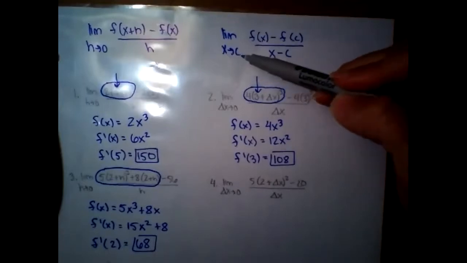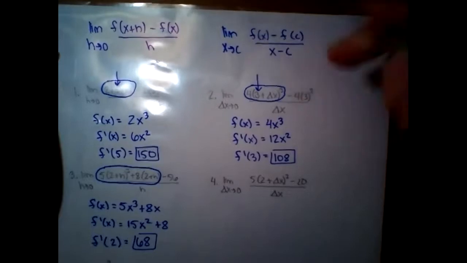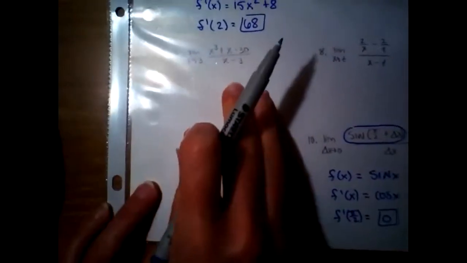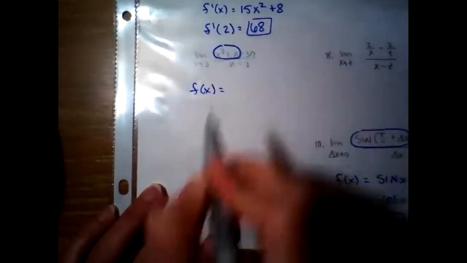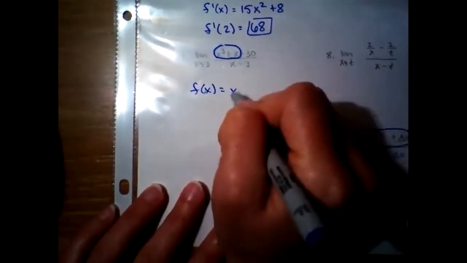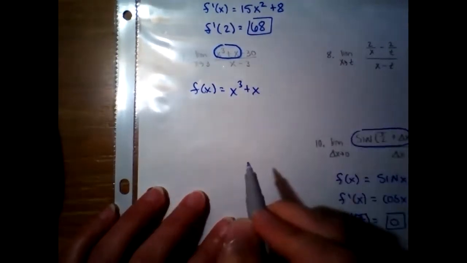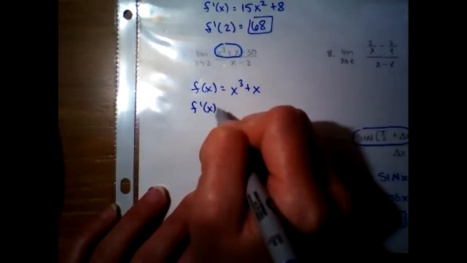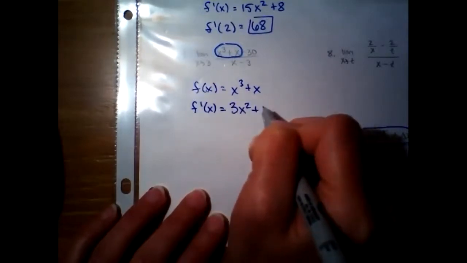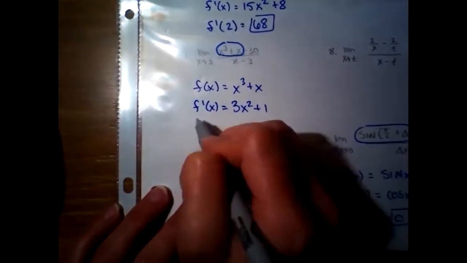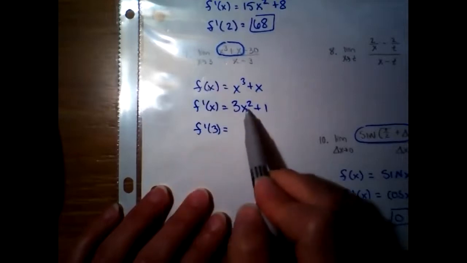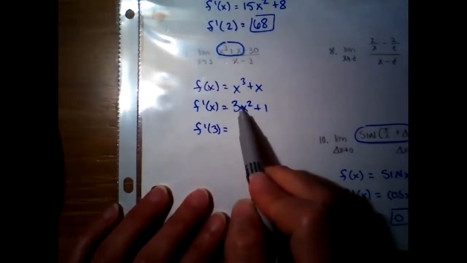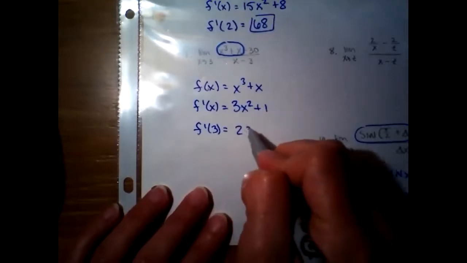So instead of h approaching 0, you're going to have x approaching whatever number it is that you want. So number 7 is an example like this one. So our function would be this first part. So x cubed plus x. And then that derivative would be 3x squared plus 1. And we would want to plug in 3. It's the limit as x goes to 3. So 3 squared is 9, times 3 would be 27, plus 1 would be 28.